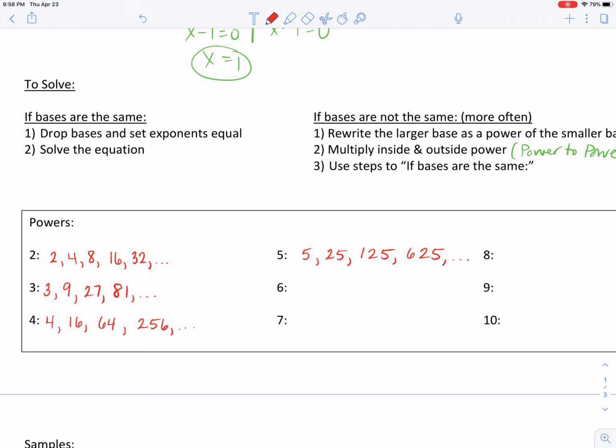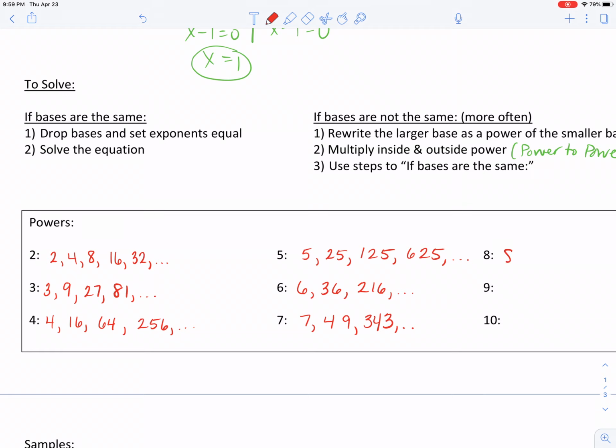Okay. 6 to the first power, 6. 6 to the second power, 36. 6 to the third power is 216, and so on. 7 to the first power, 7. 7 to the second power is 49. 7 to the third power, if I multiply this by 7 one more time, I get 63, and then 28 plus 6 is 343. That's right. That sounds familiar. Sorry. So there's my powers of 7. I could keep going. 7 to the fourth power, and so on.